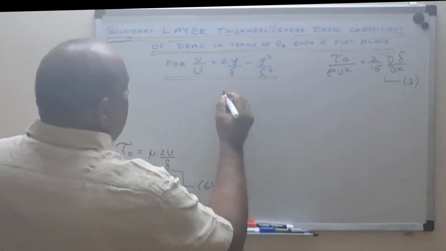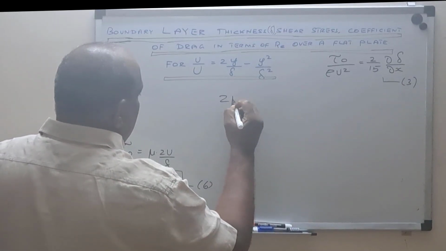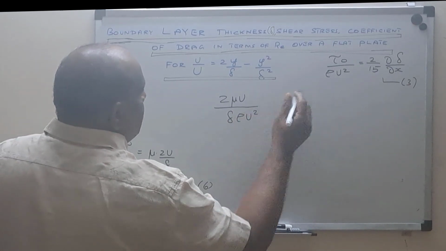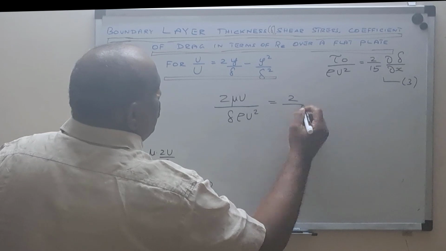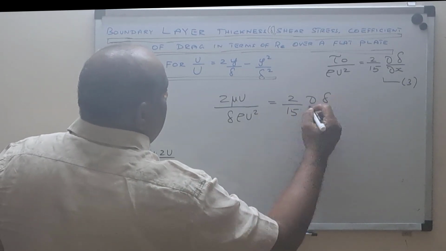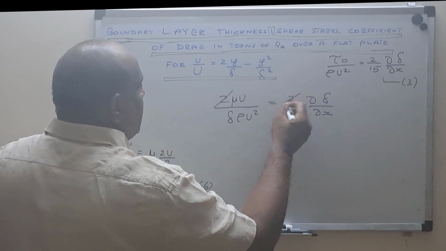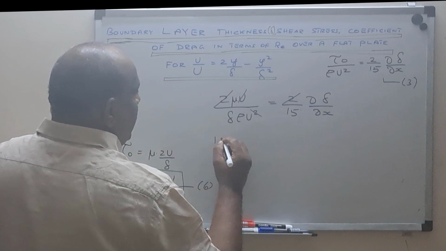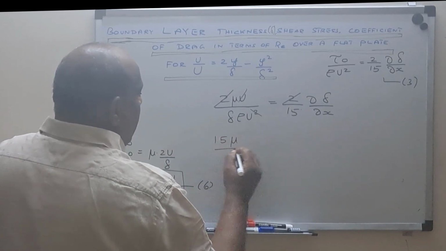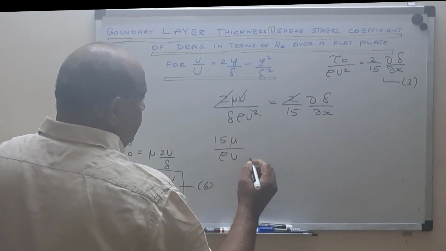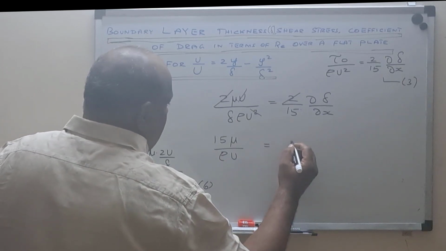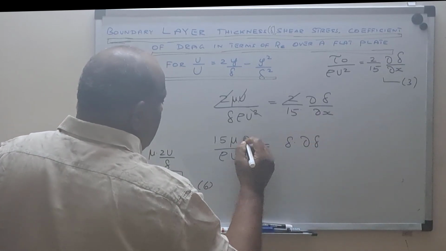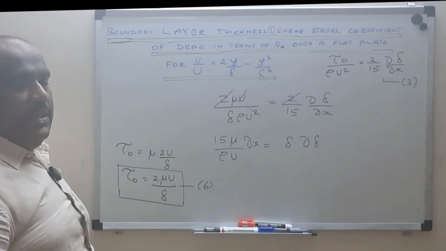So we can see here, instead of tau naught, I can put 2 mu U by delta, divided by rho U squared, equal to 2 by 15 of dou delta by dou x. So this 2 gets cancelled. One U and one U will get cancelled. So it becomes 15 mu by rho U equal to delta into dou delta by dou x. This dou x can be brought to this side.